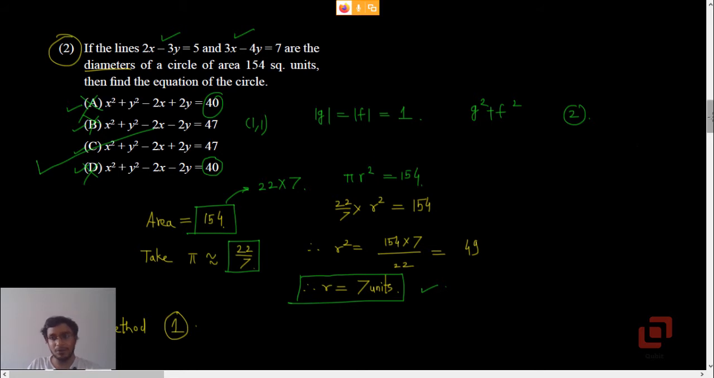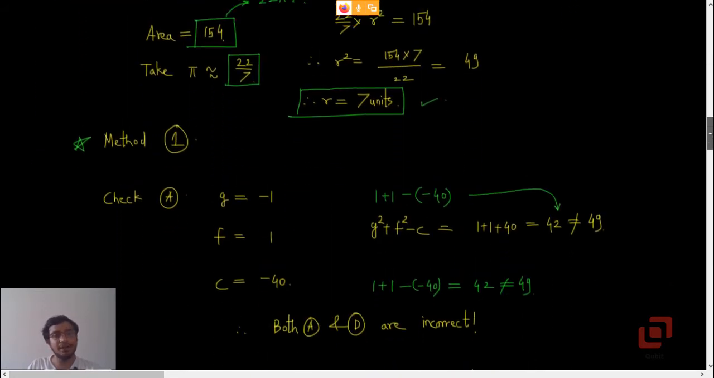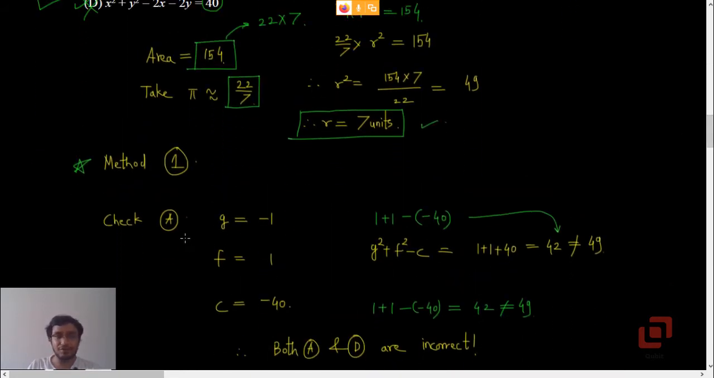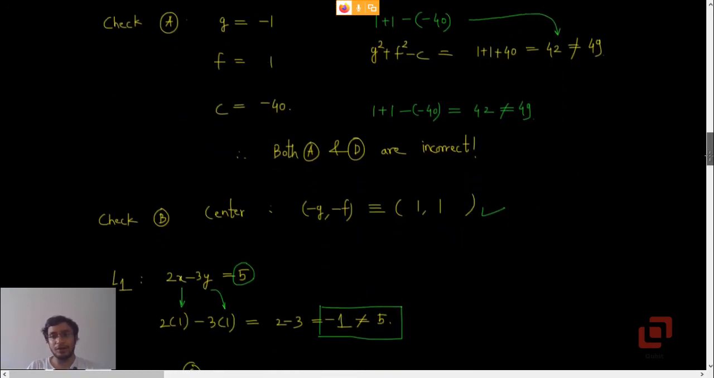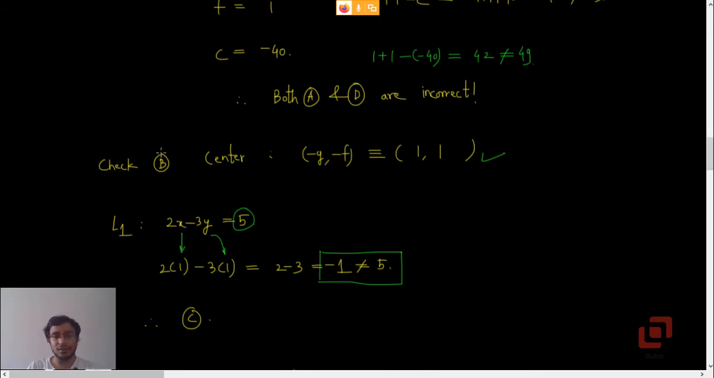That was the first method, wherein we first checked for the radius of the circle. It turned out that options A and D did not have the radius equal to 7, so we ignored them. And it also turned out that the center of the circle in option B does not lie on the first line, so it must be option C.